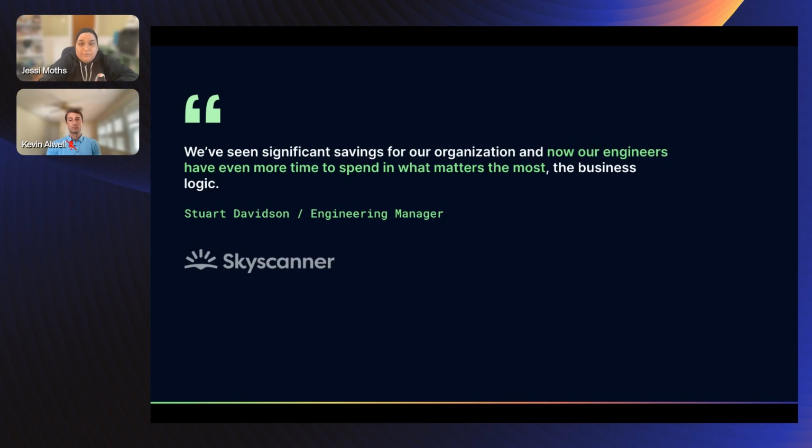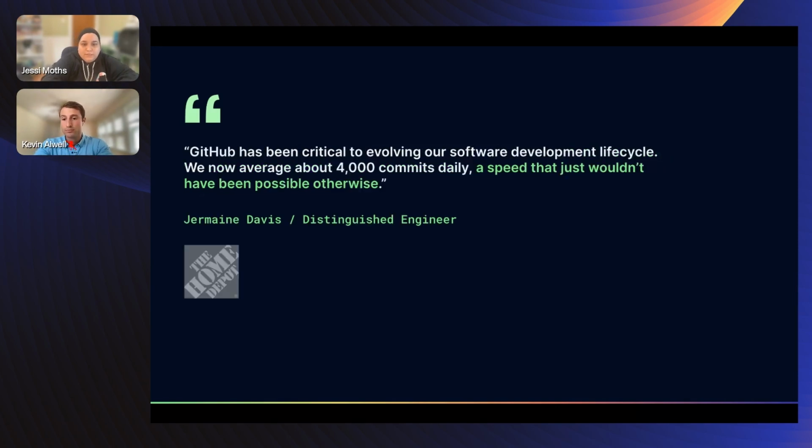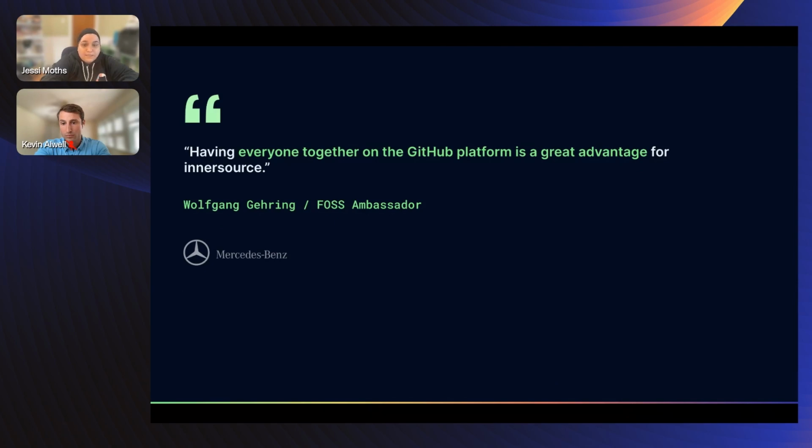At Skyscanner, they report that their engineers are seeing the ability to actually work on business logic. Like I said, spend time on the questions that matter most, that actually deliver value to the customer. Similarly, at the Home Depot, being all in on GitHub, they now are able to average about 4,000 commits daily, which they never saw before with other systems that they were using. And lastly, at Mercedes, they say that just having that single platform for all of these things, right? Putting all of these pieces together is a great advantage for them, being able to work together, inner source, right? Not repeat each other's work, being able to collaborate and learn from each other.